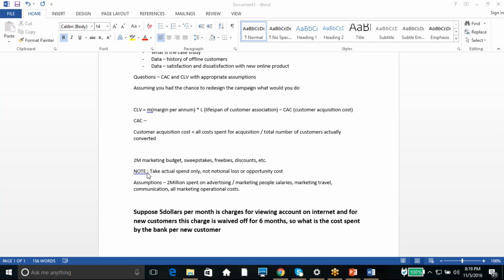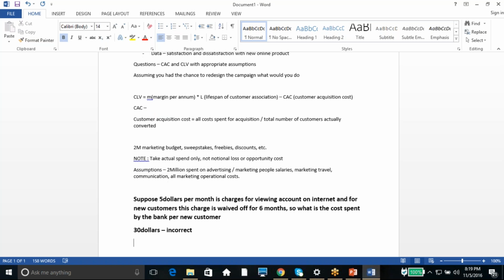So Sham has given an answer of $30. Anybody has a different answer? Anybody has any different answer? Okay, so this is incorrect, and this is something I had explained in the last class itself. And again, this is what tends to go wrong because we are unable to come out of our old paradigms.